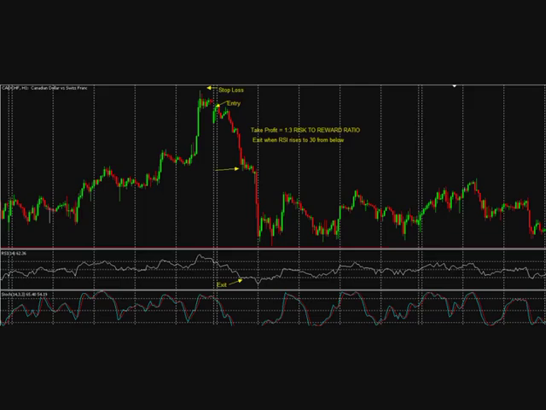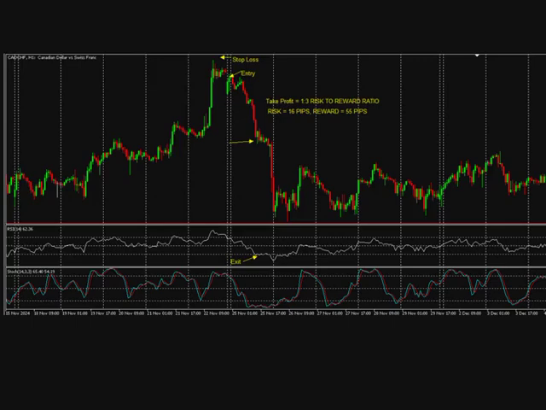You can have your stop loss above the high and target a 1:3 risk to reward ratio, or you can exit manually when RSI rises to level 30 from below on the H1 time frame. Using this strategy, a 16 pips risk gave a reward of 55 pips on the CAD CHF.